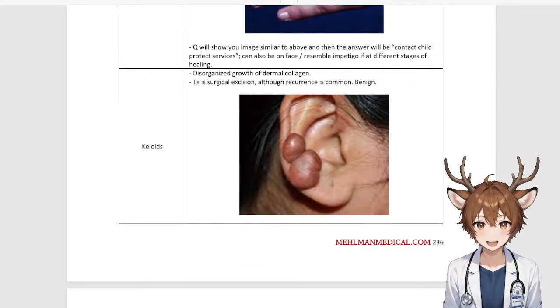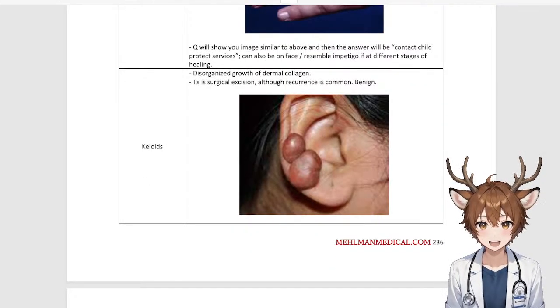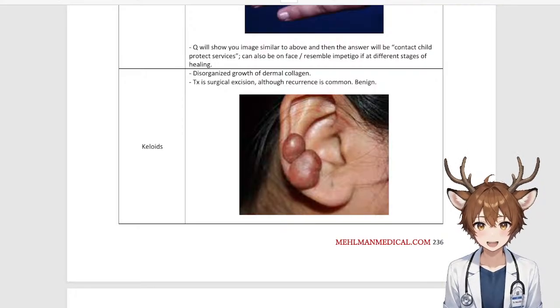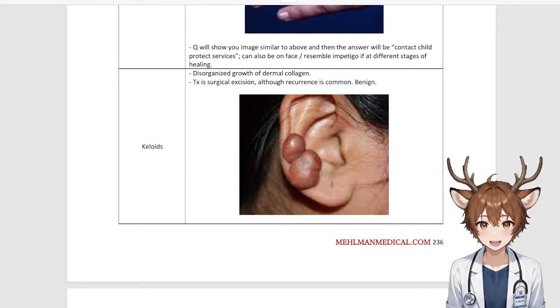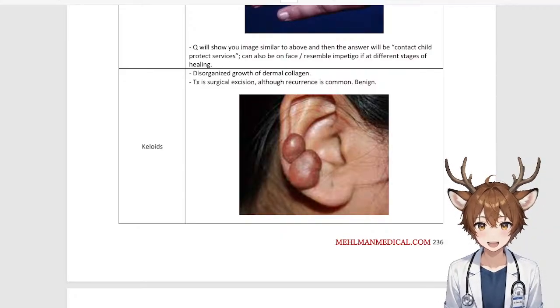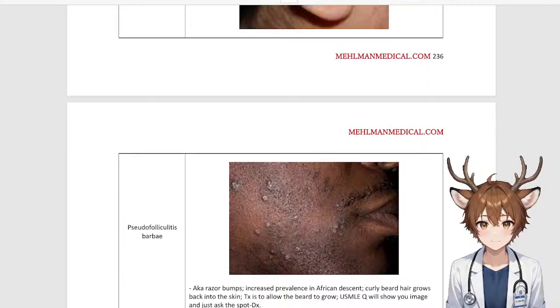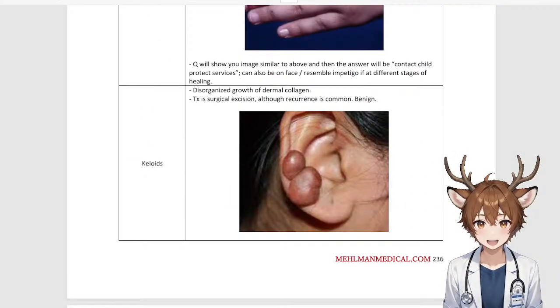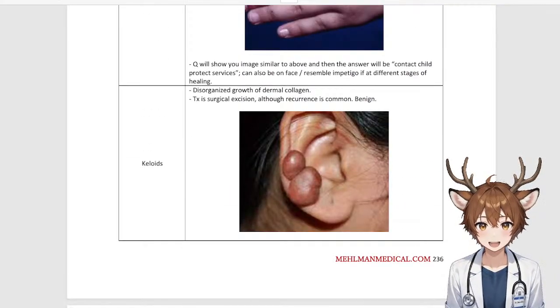Keloids, disorganized growth of dermal collagen. Treatment is surgical excision, although recurrence is common, benign. It is also more common, I believe, in African Americans, or I don't know if it's Africans writ large, but it definitely is in the Black American population. I would assume it's in sub-Saharan Africans in general and people with much darker skin.